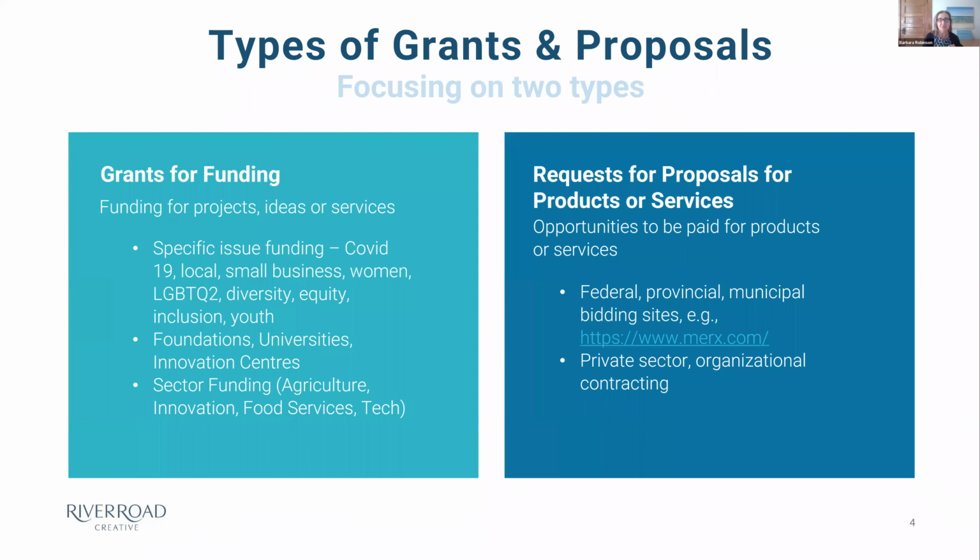So for the purposes of this presentation, 2 types of grants and proposals. One is grants for funding. So that's specific issue funding. So it could be for a women's business, women-led business. It could be for COVID. It could be youth funding, all these examples from a university, from a foundation. It could be from a sector. So for instance, if you have a project that relates to agriculture, you could be looking in that sector for funding. And the other is requests for proposals.